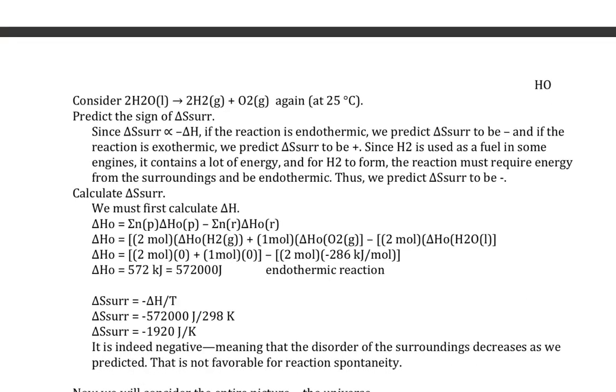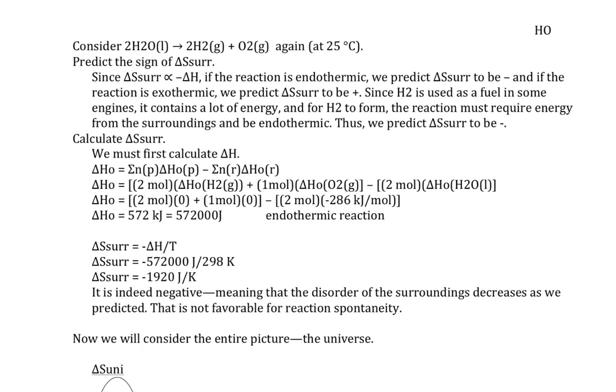Okay, so now we're going to be using that delta S of the surroundings equation. So let's go back to that water example where water is forming H2 and O2, at 25 degrees Celsius. So let's think about what the sign of delta S of the surroundings would be. So now we're not looking at the system, we're looking at the surroundings. Since delta S of the surroundings is proportional to negative delta H, if the reaction is endothermic, we predict delta S of the surroundings to be negative. And if the reaction is exothermic, we predict delta S of the surroundings to be positive, just according to our equation for delta S of the surroundings.